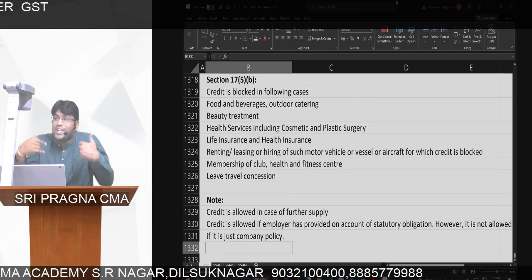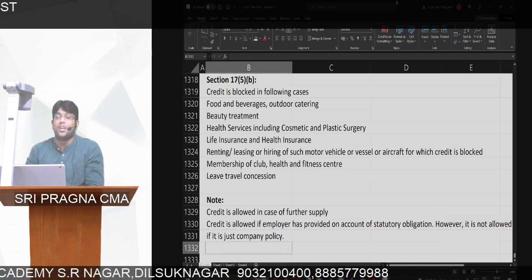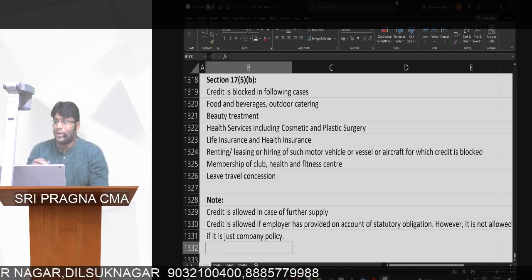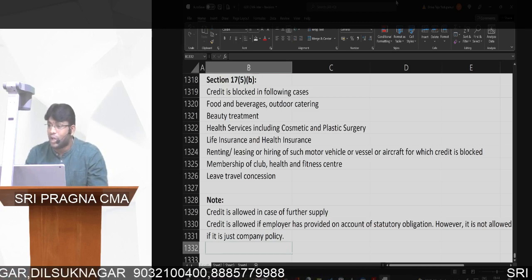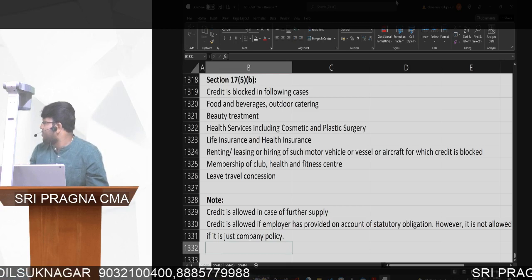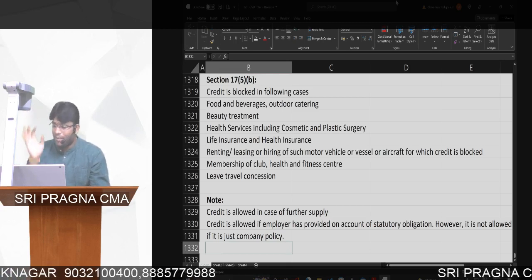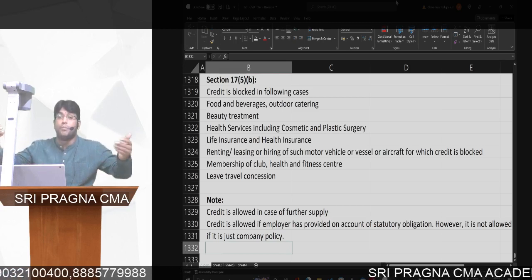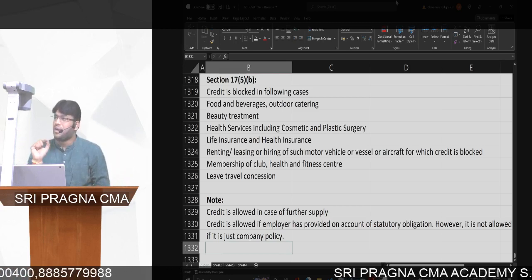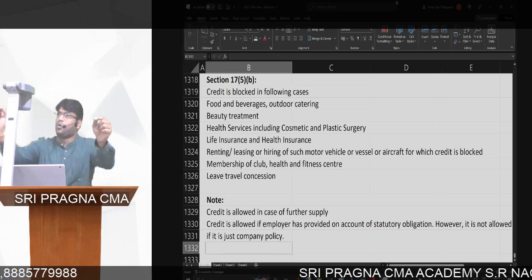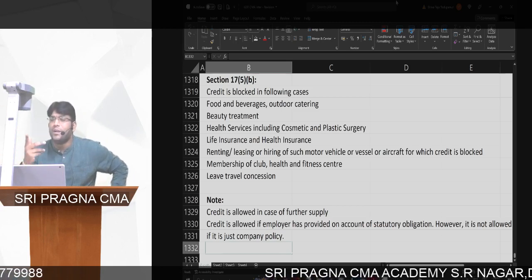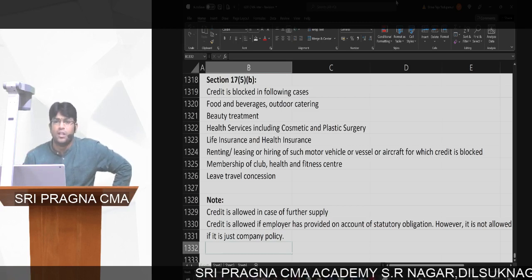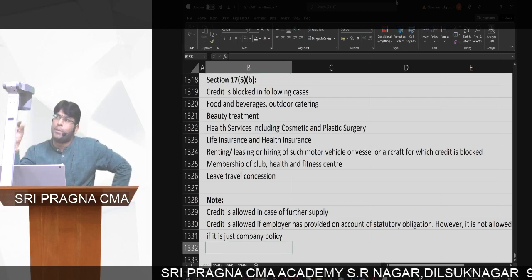But if it is not a statutory obligation, and the company has taken it because they have tremendous love and affection towards employees, for example, then what will happen? Credit is not allowed. Credit is allowed only if it is on account of a statutory obligation. So many times this point came in the exam where they said it is on account of company policy. Students are becoming emotional: since it is company policy, a policy of the company cannot be questioned, so credit is allowed. No one should write an answer like this.